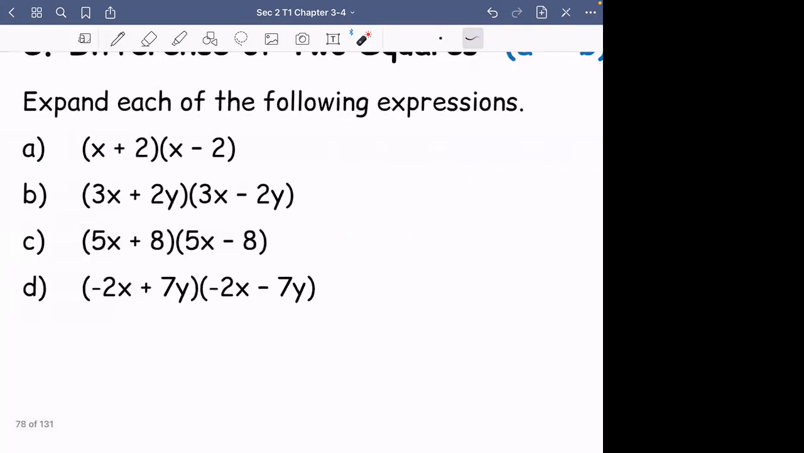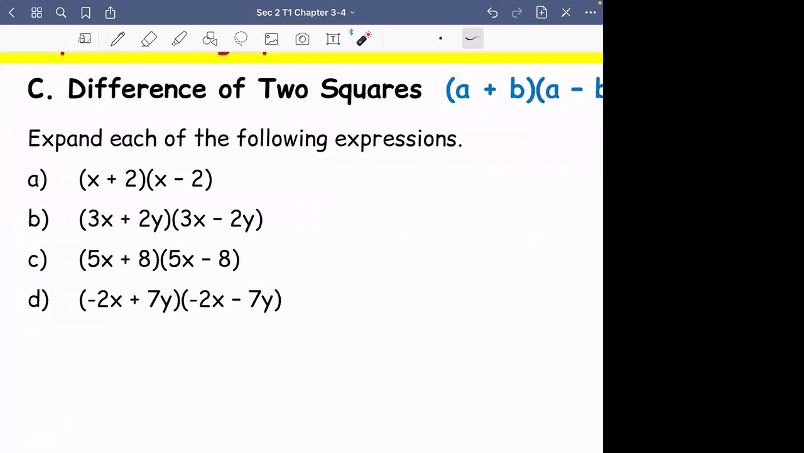Okay, look at the questions, class. So we have here letter A. We have x plus 2 times x minus 2. So look, they're basically exactly the same. It's just that you have a plus and a minus. So what's your answer here? Anyone want to try? So what is x times x? It's x squared.